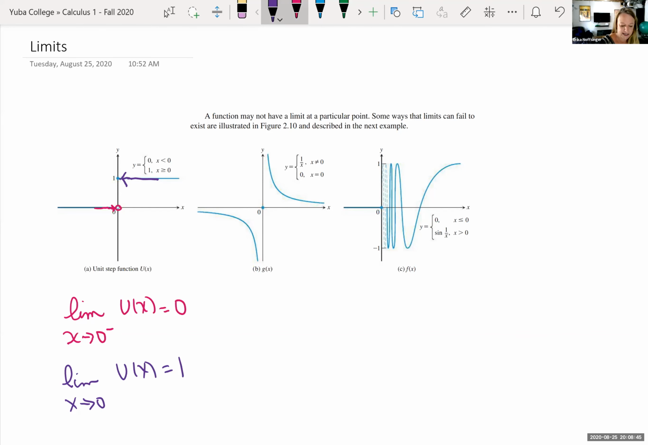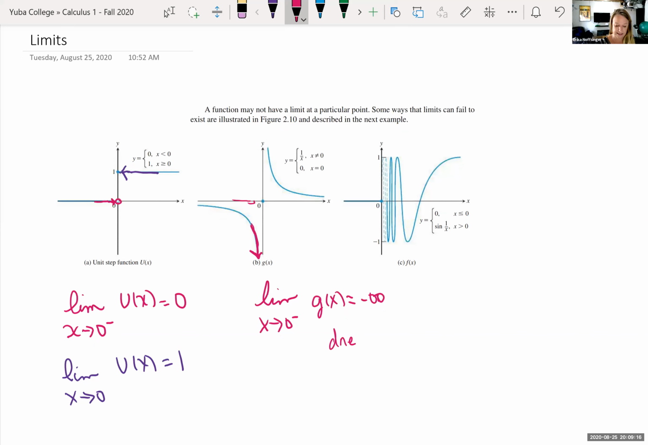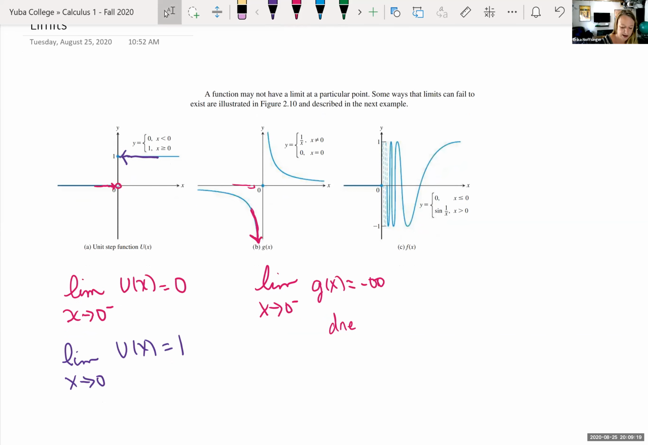Same sort of idea here. If we look at the left, when we're coming in on x on the left, notice this graph shoots downwards. It's not going towards any one y value. This is g of x. This is actually equal to negative infinity. I'm just stating that because it tells us what's going on in the graph there, but this limit actually doesn't exist. We could technically just stop there because if the left-hand side limit doesn't exist, well, maybe I should go further, just because I'm thinking of a section later.